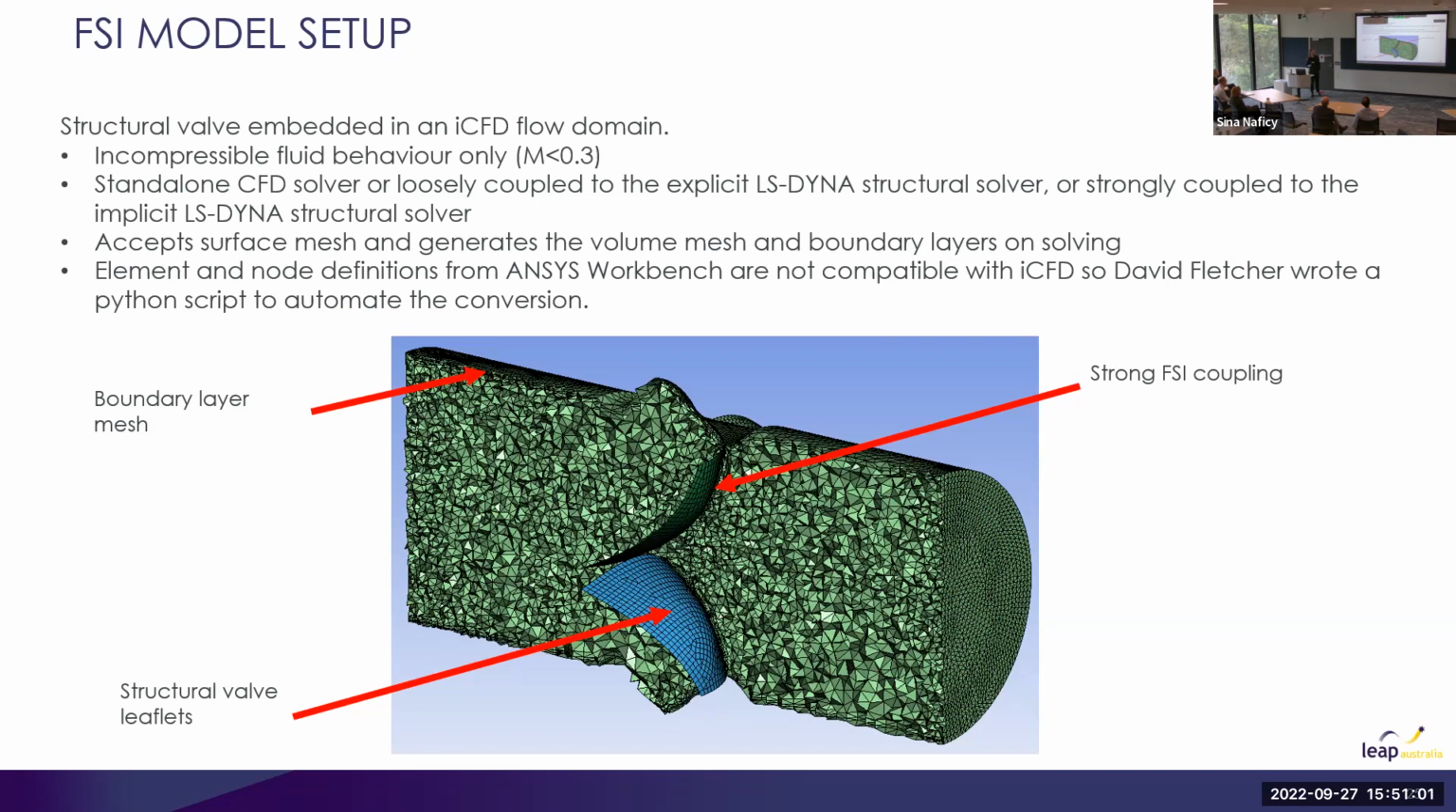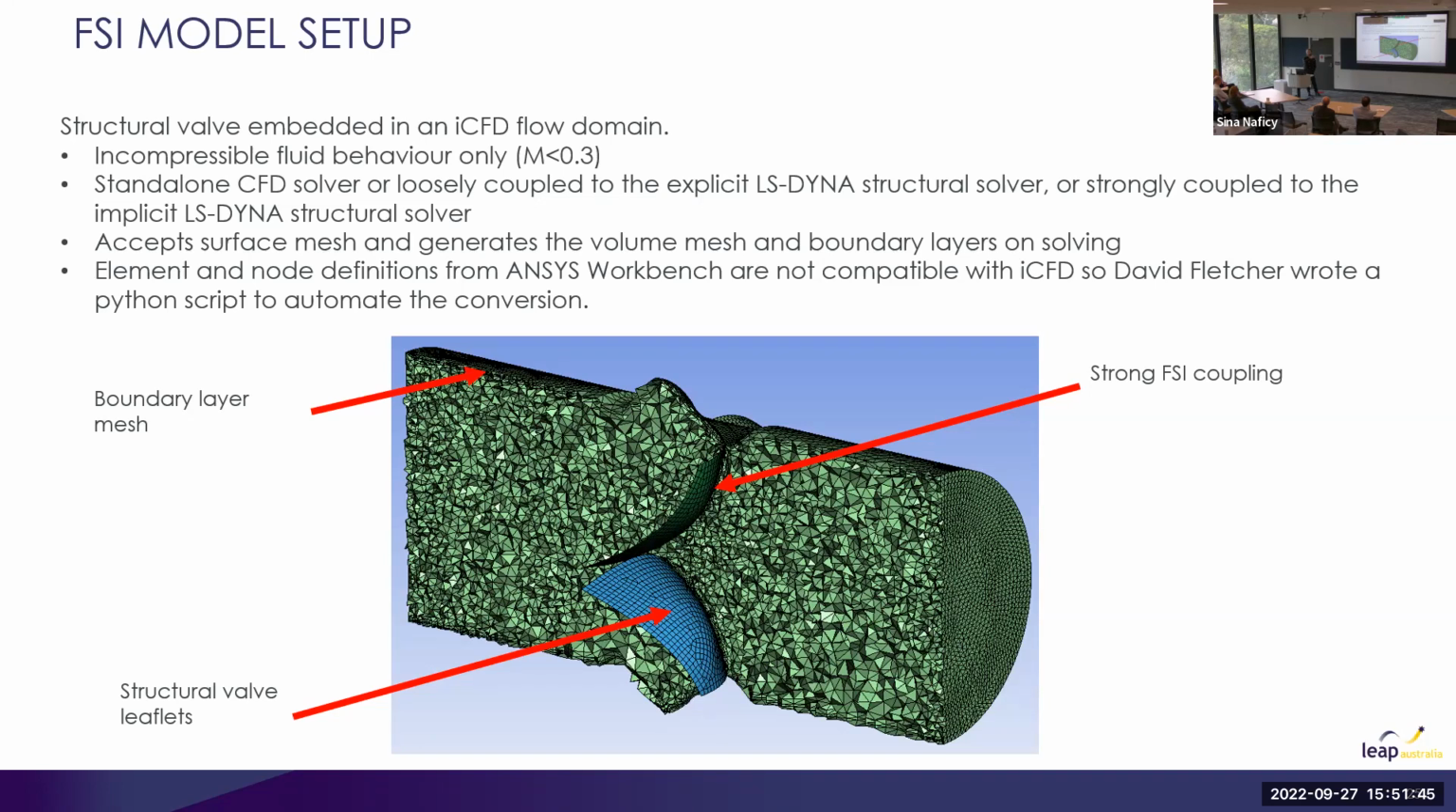So this is the FSI model. So as I said, it's an incompressible fluid behavior, so low Mach numbers. It can be treated as a standalone CFD solver, or it can be loosely coupled to the explicit finite element code. So loosely coupled means you're basically just transferring data in one direction. You don't have the two codes passing displacements and pressures back and forth. We're doing strongly coupled, which is the CFD solver strongly coupled to the implicit LS-DYNA finite element solver, but it's all under the same executable. So that gives us the most accurate interaction between the two domains.